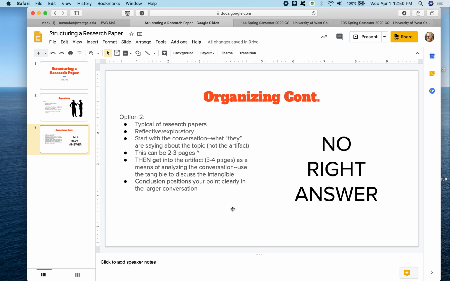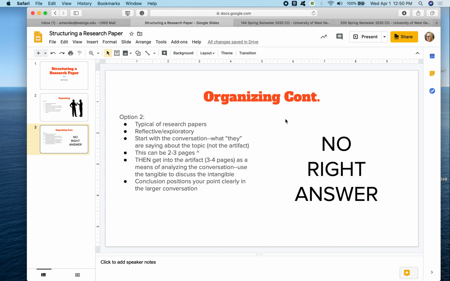And you are tying that to the previous conversation. And then your conclusion is, instead of looking out, because you've already done that, the conclusion positions your point clearly, right? Which is where you're establishing why your perspective on the larger conversation matters.